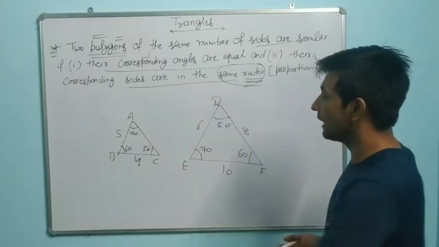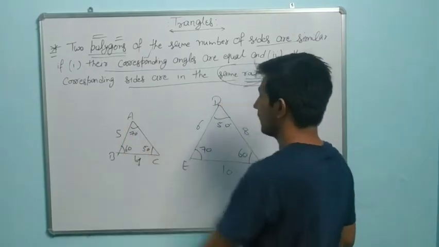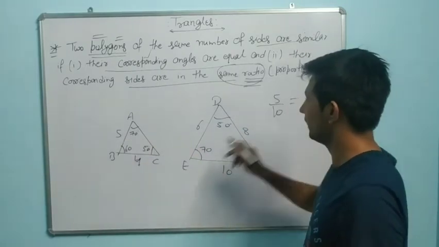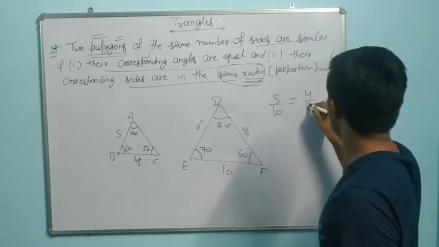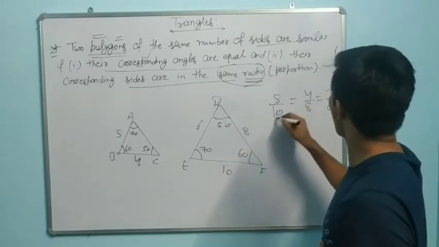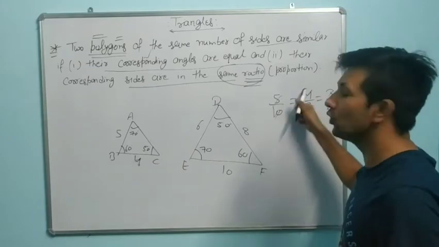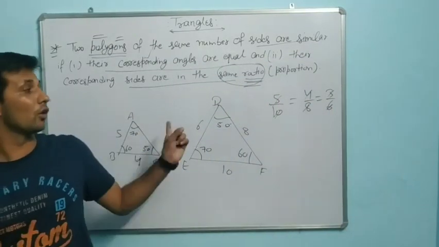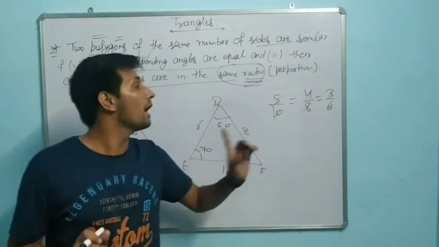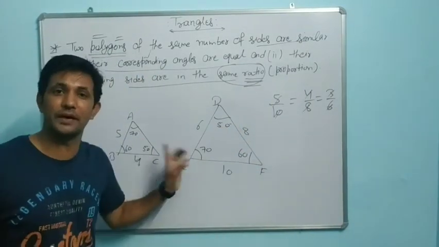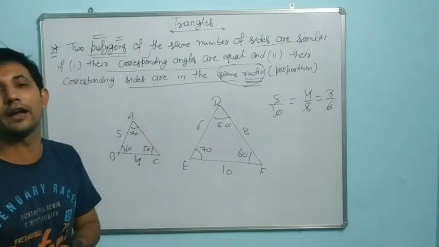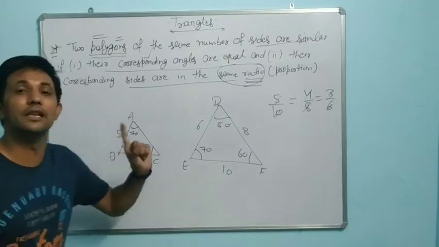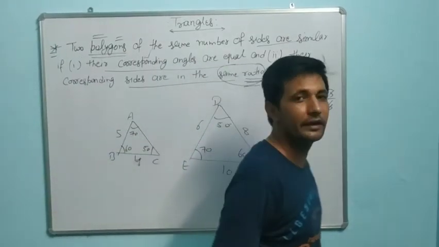You can check it. AB corresponds to whose side? AB upon 10, 5 upon 10, it is 4 upon 8 and it is 3 upon 6. All ratios are 1 upon 2, 1 upon 2, 1 upon 2. All ratios are equal. All ratios are in the same proportion and angles are also equal. Yes, it means these two triangles are similar.